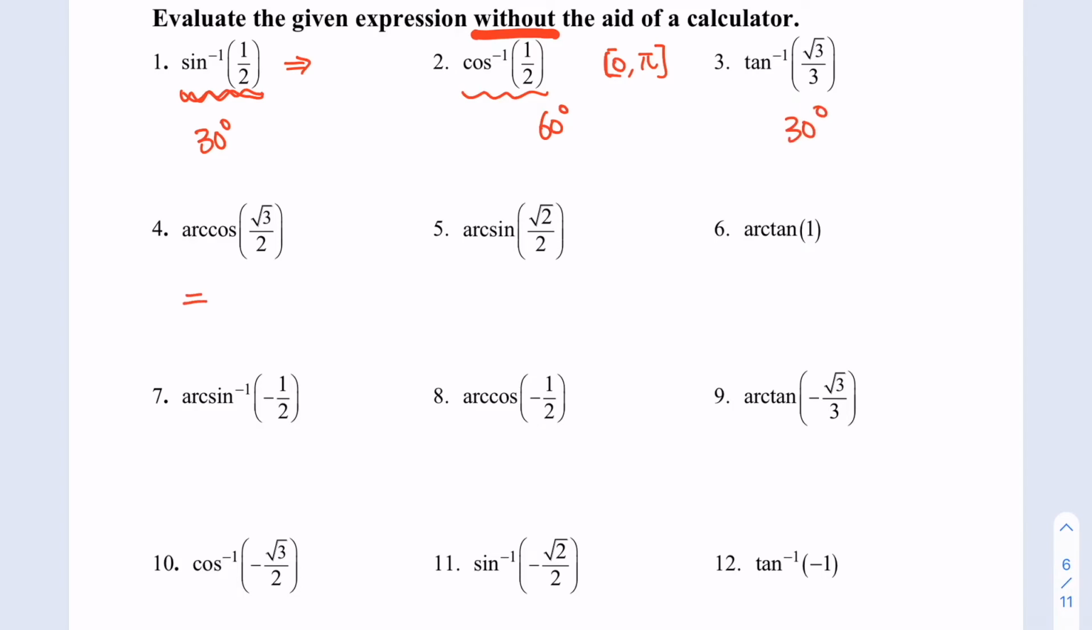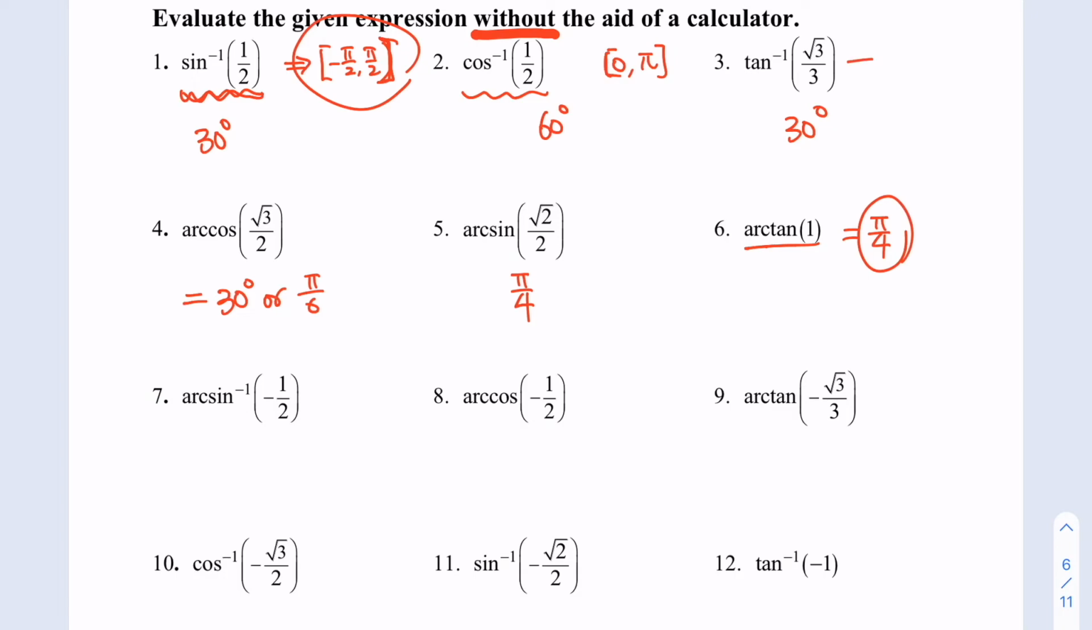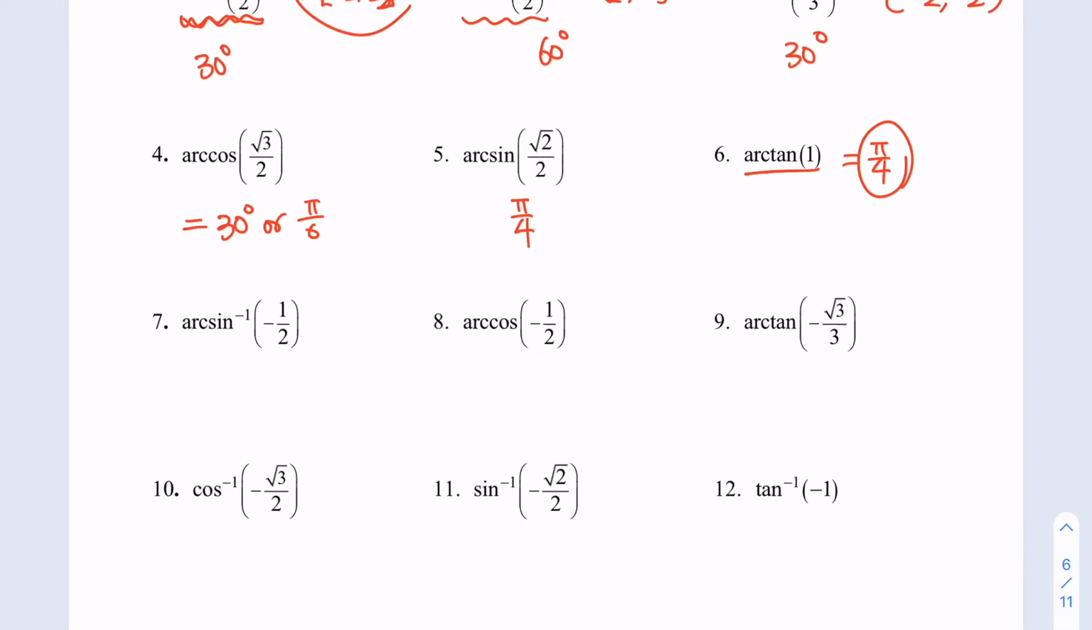So cosine of what gives you square root of 3 over 2? Cosine 30 degrees, or pi over 6. It's up to you. Sine of what gives you square root of 2 over 2? Pi over 4. You just need to keep in mind, sine inverse gives you an angle between negative pi over 2 and pi over 2. This has to be satisfied. Tangent of what gives you 1? Tangent pi over 4. Tangent inverse gives you an angle in the open interval negative 90 to positive 90. So we don't have this inverse.